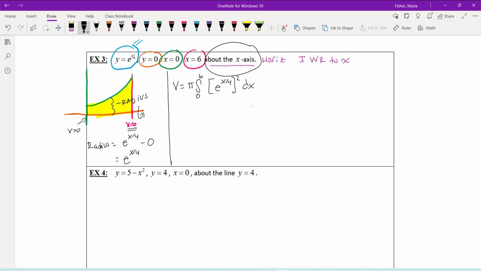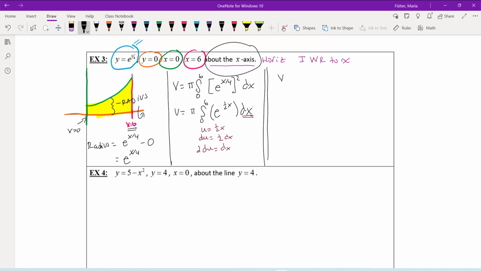The first thing we need to do is square e to the x over 4. Well, when we have a power raised to a power, we multiply those exponents. So x over 4 times 2 is just x over 2, or 1/2 x. And then in order to integrate this, we're going to need to use a u sub. Well, if u is equal to the exponent 1/2 x, the derivative du would equal 1/2 dx. Well, I don't have a half dx, so I multiply both sides by 2, and 2 du is equal to dx.